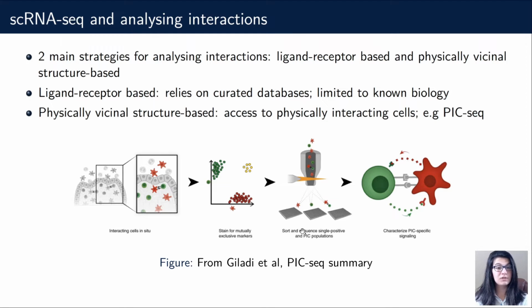An alternative to the ligand receptor-based approach is having access to physically interacting cells. Early last year, a paper was published that following tissue dissociation relies on staining for mutually exclusive markers and then sorting and sequencing the single positive and the double positive populations. This approach is known as sequencing of physically interacting cells, or PIC-seq for short. On the computational side of things, the single positive populations are clustered, then synthetic reference profiles are built, and in order to identify genes that change as a result of interaction, the expected and the actual expressions are compared.